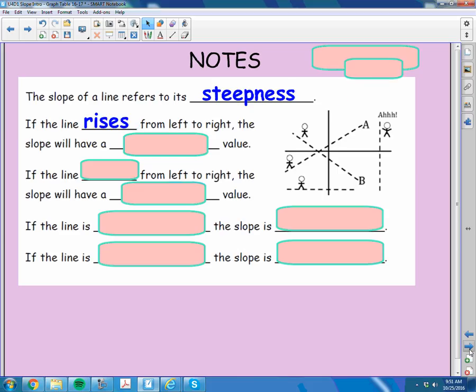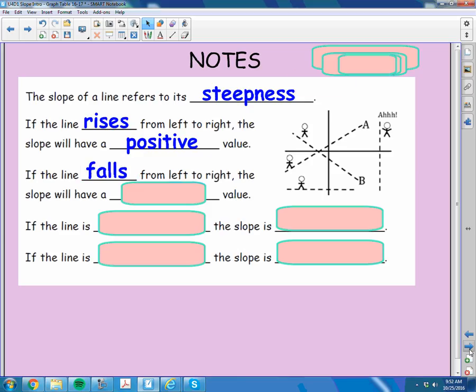If a line rises from the left to the right, then your slope will have a positive value. It should be the first thing you use to evaluate the slope of a line. Is it an increasing line, which means it's a positive slope? Or if it falls from the left to the right, then the slope will have a negative value. So basically in your head, guys, I want you asking yourself, is that an increasing line, which is a positive slope, or is it a decreasing line, which is a negative slope?